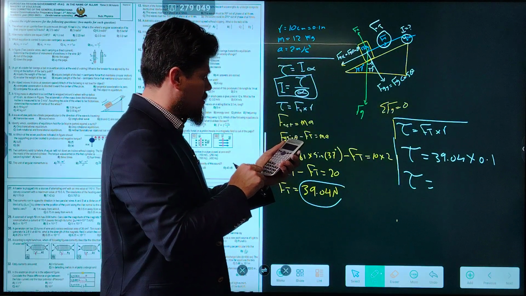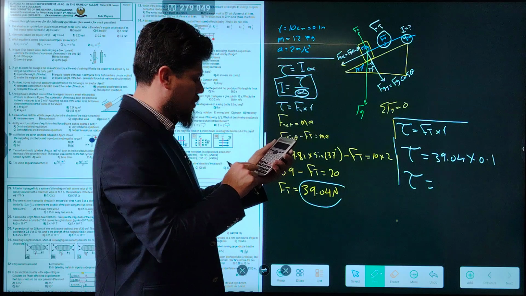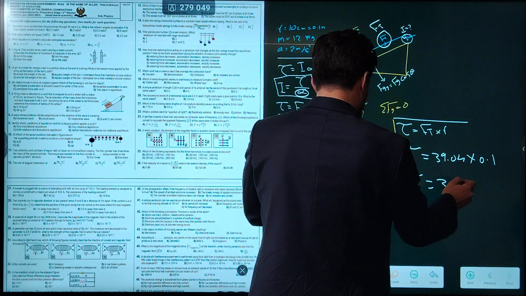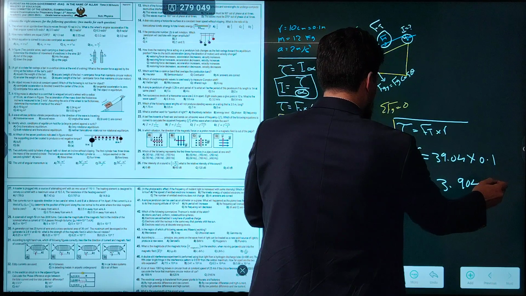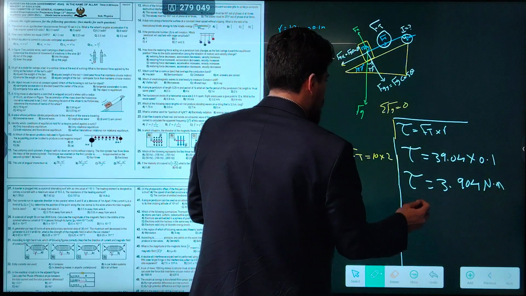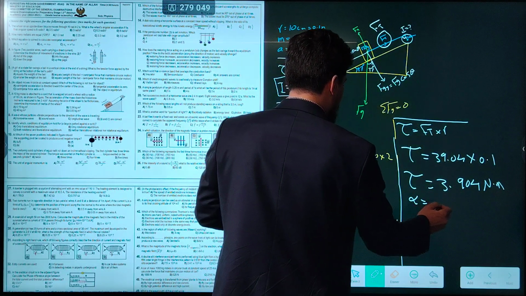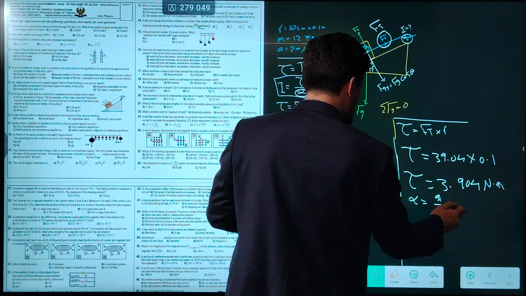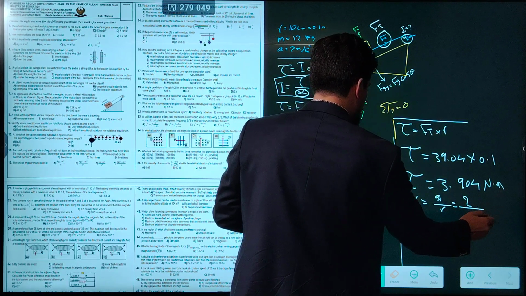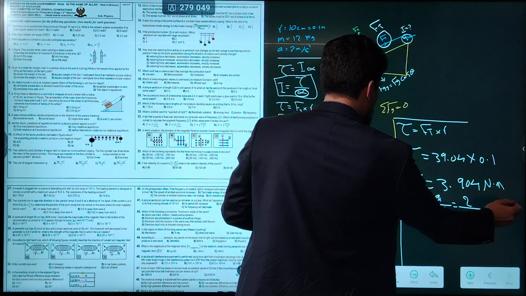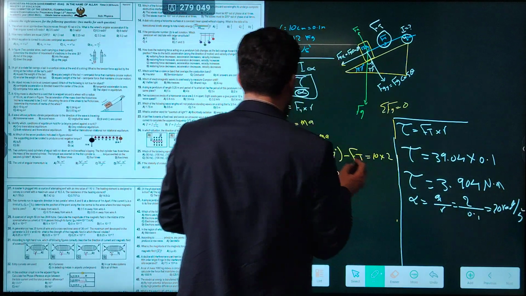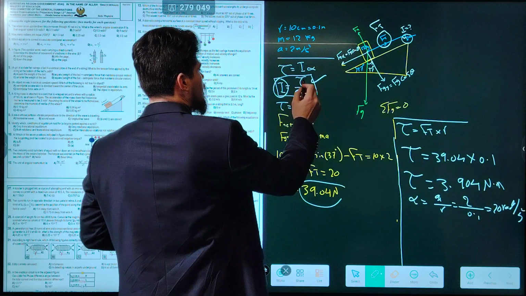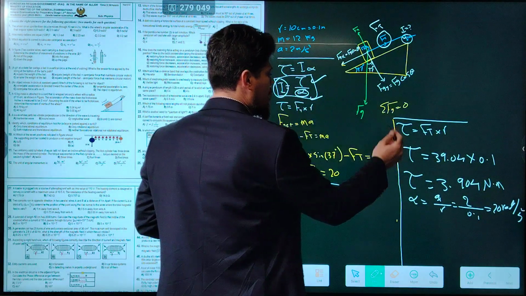Ft, 39.04 times 0.1. I got 3.904 Newton meter. Now, alpha is equal to what? Alpha is equal to a over R, 2 over 0.1, 20 rad per second squared. Why? Because to determine the moment of inertia, we need both the torque and alpha. We found both of them.